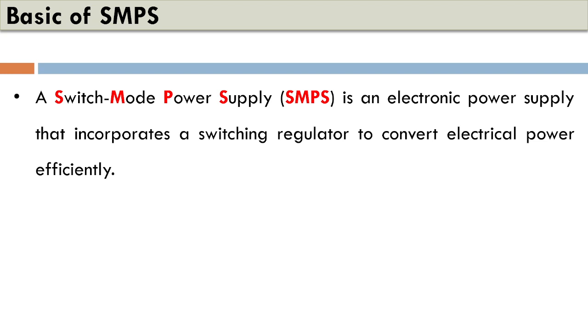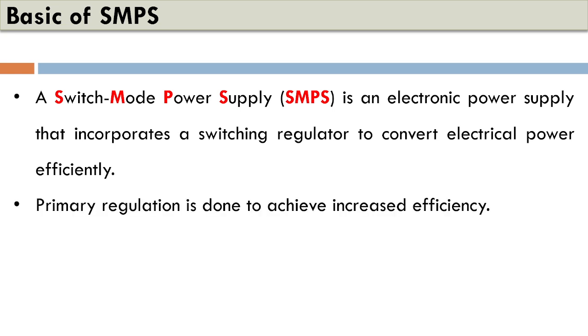So when the regulation is provided in the primary side of the transformer, the secondary automatically gets regulated. So if you do not require a very high precision regulation on the secondary side, actually in most of the circuits, in SMPS circuits, the secondary side just has rectifiers and filter circuits which directly provide the voltage to the required sections. Now, here we can see the primary regulation is done to achieve increased efficiency.